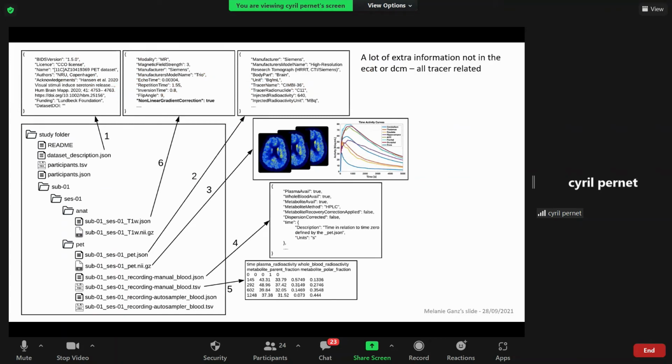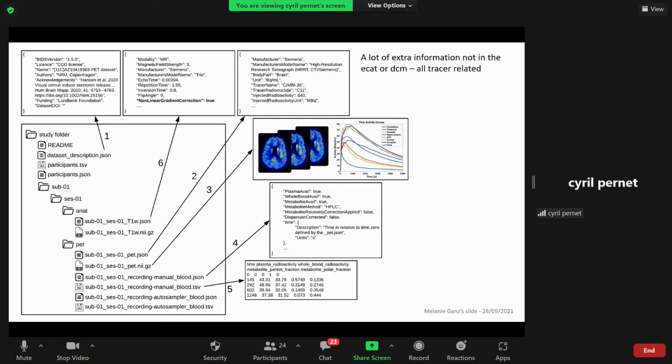So how do we do all of this in BIDS? Well, there's a lot of extra information which is not in your ECAT, if you use a Siemens HRRT file or a scanner, or if you use other scanners with DICOM. And all of these are tracer related. None of this will ever be in your scanner.